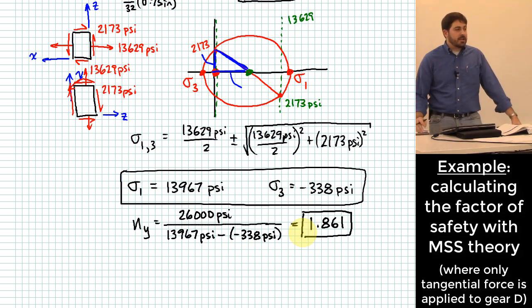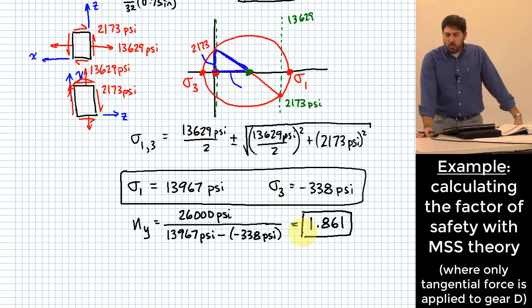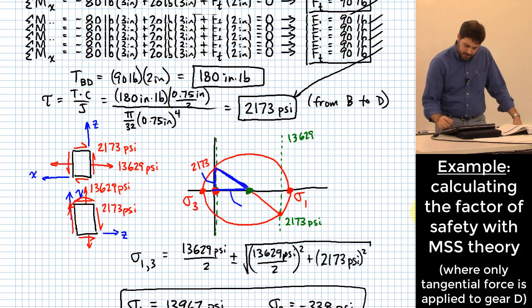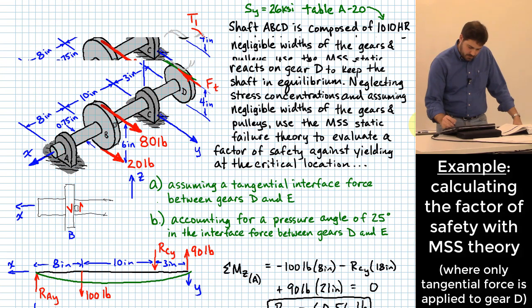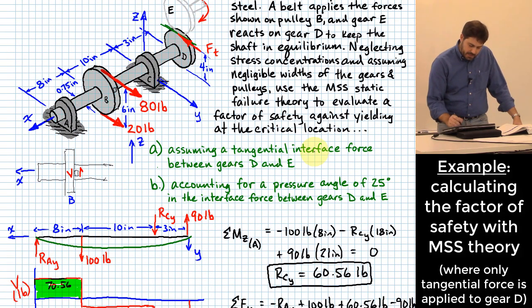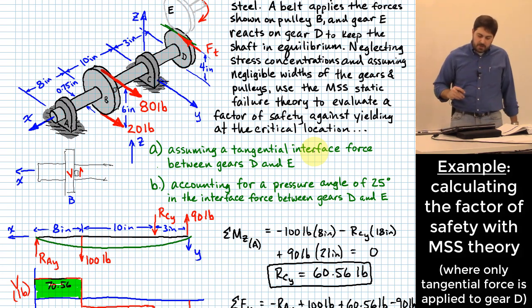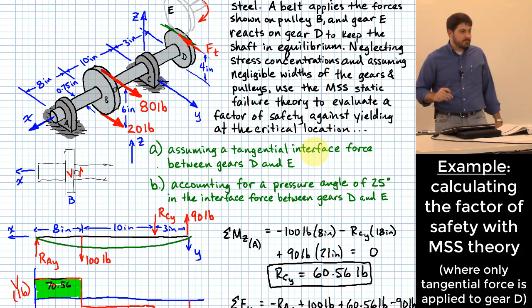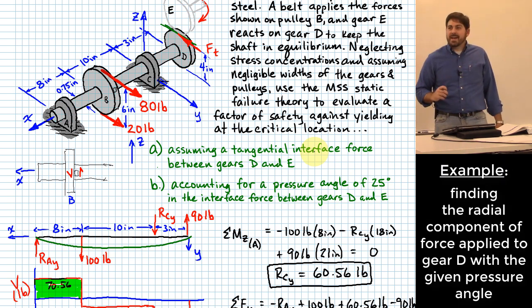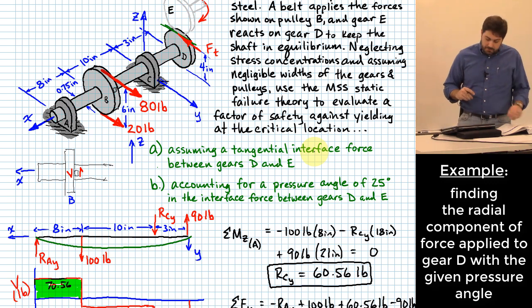Now, not to disappoint anybody, but why is this incomplete? Okay, I know where. I did part A. Okay, might go back up here and say, that's interesting. We assumed a tangential interface force between gears D and E. What has to change if I need to now consider a pressure angle of 25 degrees?